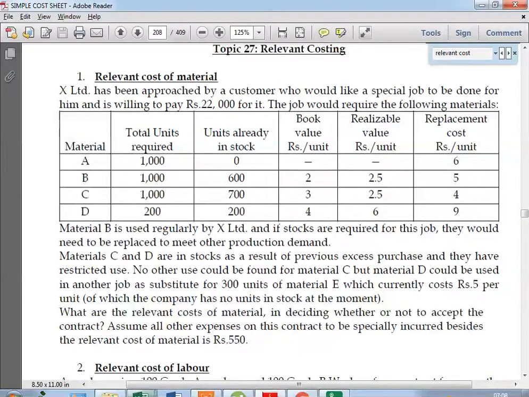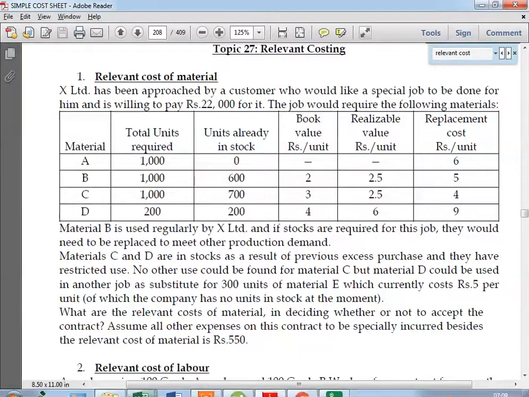Fast moving, slow moving? Slow moving. Can it be sold? Yes. So they have here used the word no other use could be found for material C and material D, but material D could be used in another job as a substitute. This information does not mean it's only substitute because they have given realizable value here. The moment you write realizable value here, it can be sold. The moment you give substitute information, you can use it as a substitute and it becomes both option.